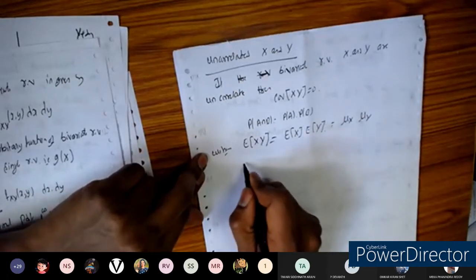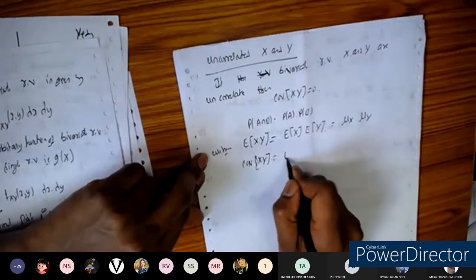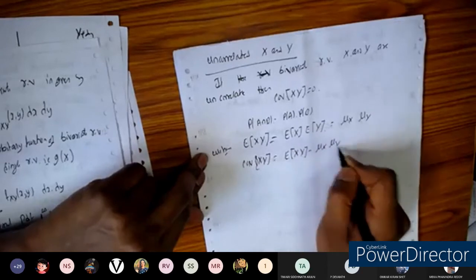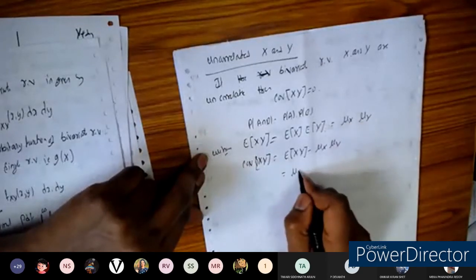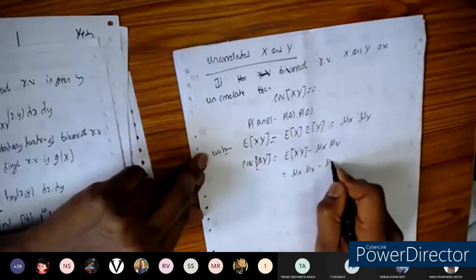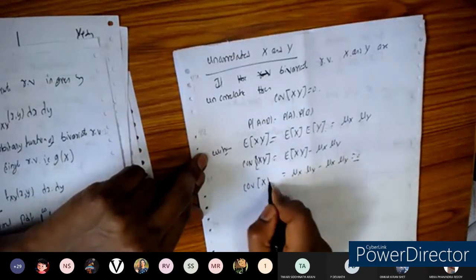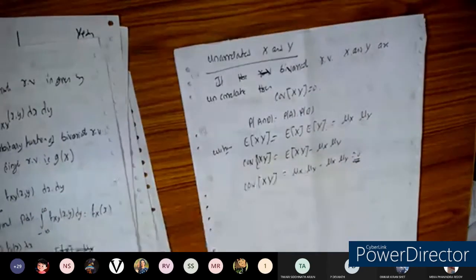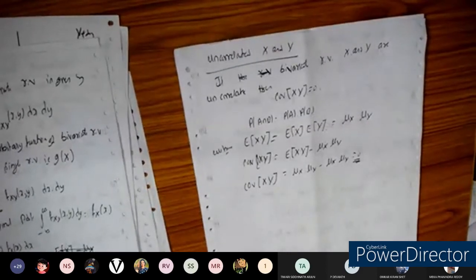The formula for the covariance of x comma y is the expectation of xy minus mu x into mu y. The expectation of xy is mu x into mu y, minus mu x into mu y. So this will become equal to 0. This is for statistically independent or uncorrelated events, the covariance will be equal to 0. So the uncorrelated random variables x and y are statistically independent random variables.